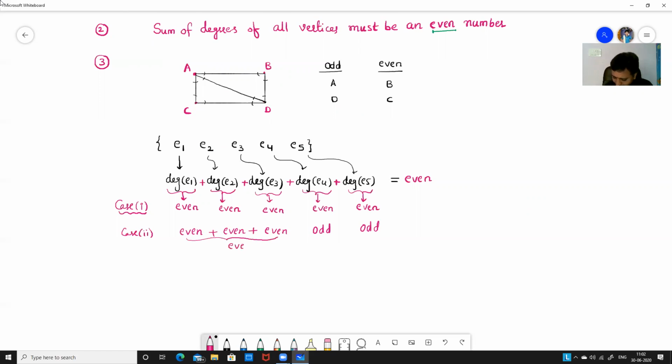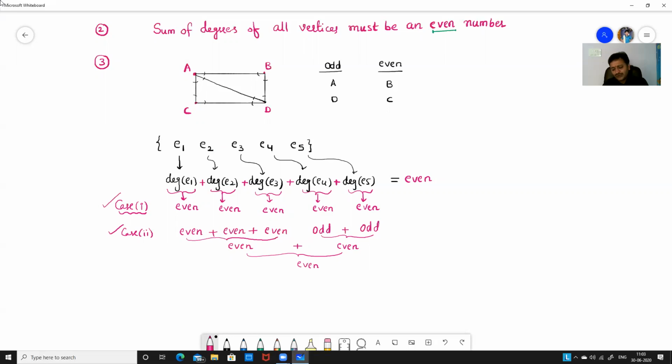Now, if I sum up all these values, even plus even plus even gives an even number. If I take odd plus odd, for example, 3 plus 3, that equals 6, which is an even number. Now, even number plus even number obviously provides an even number. So the second case is also okay. First case okay, second case also okay.